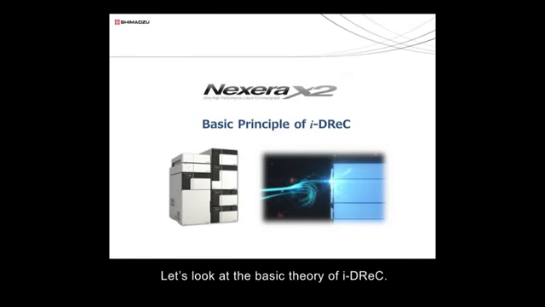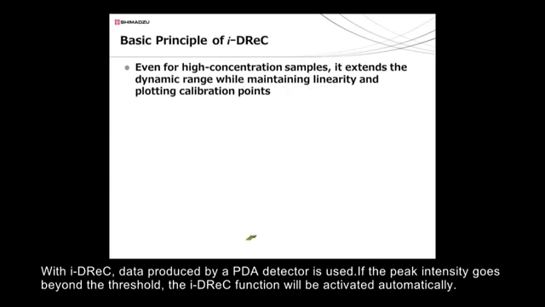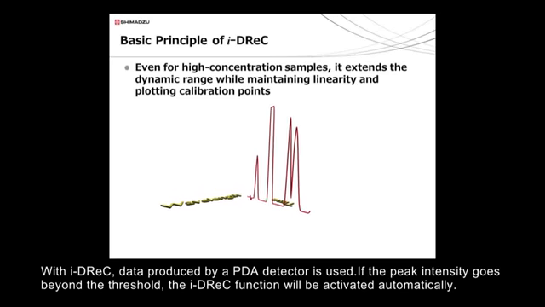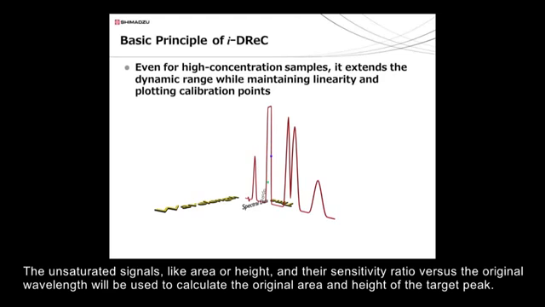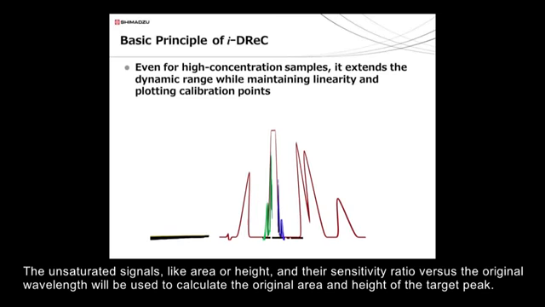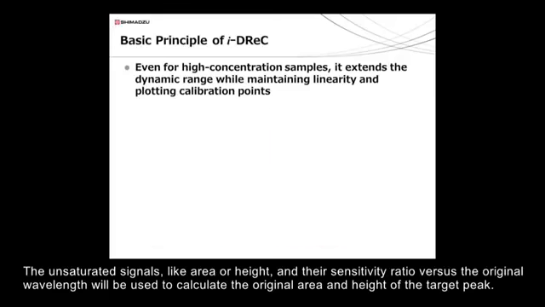Let's look at the basic theory of DReC. With DReC, data produced by a PDA detector is used. If the peak intensity goes beyond the threshold, the DReC function will be activated automatically. The wavelength of unsaturated absorbance will be selected instead of the saturated absorbance wavelength. The unsaturated signals like area or height and their sensitivity ratio versus the original wavelength will be used to calculate the original area and height of the target peak.